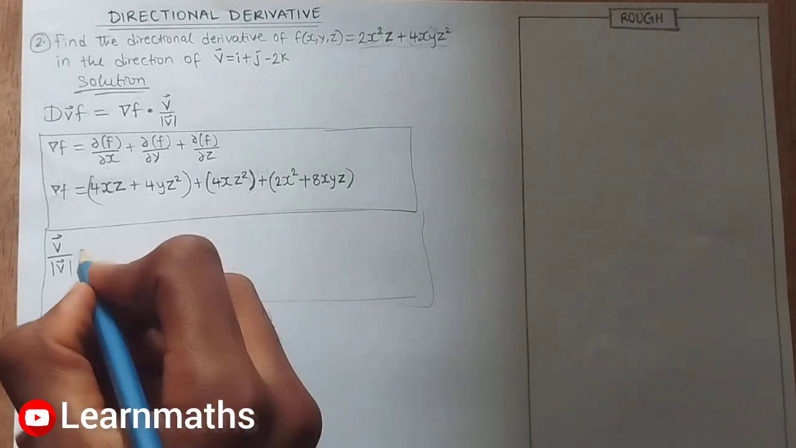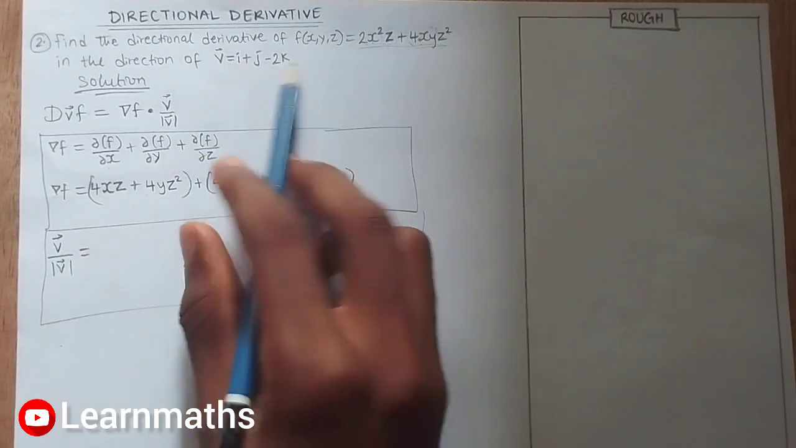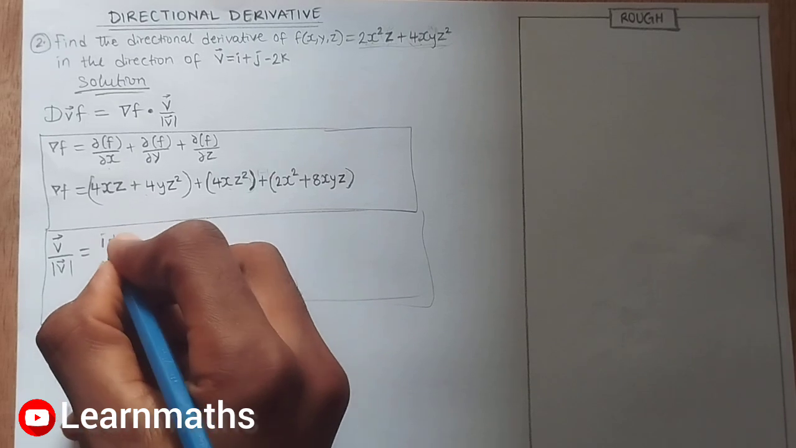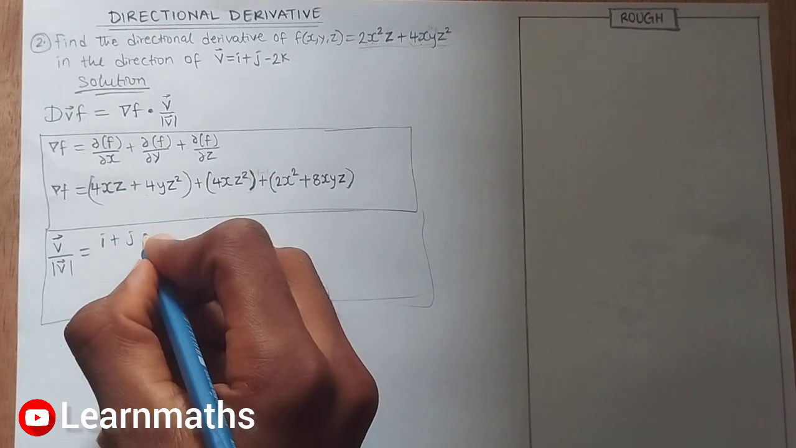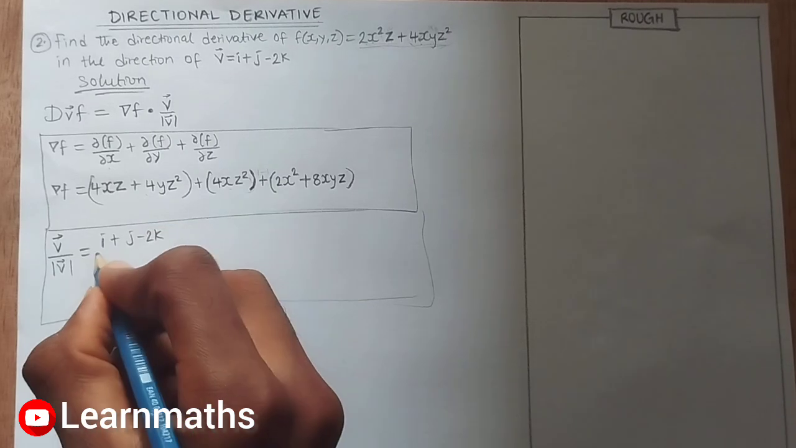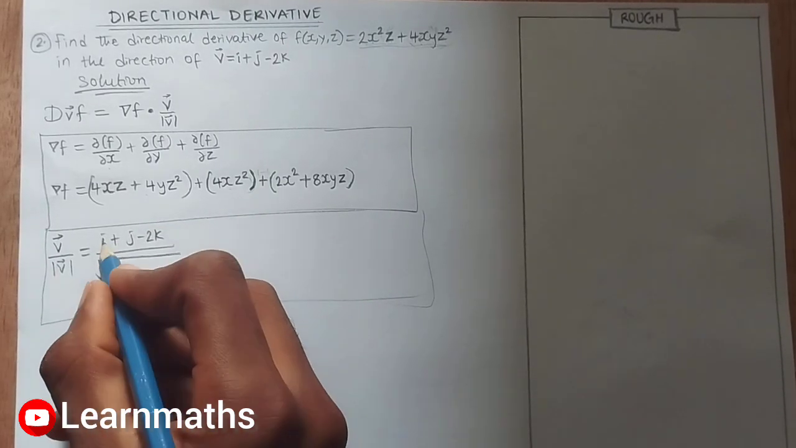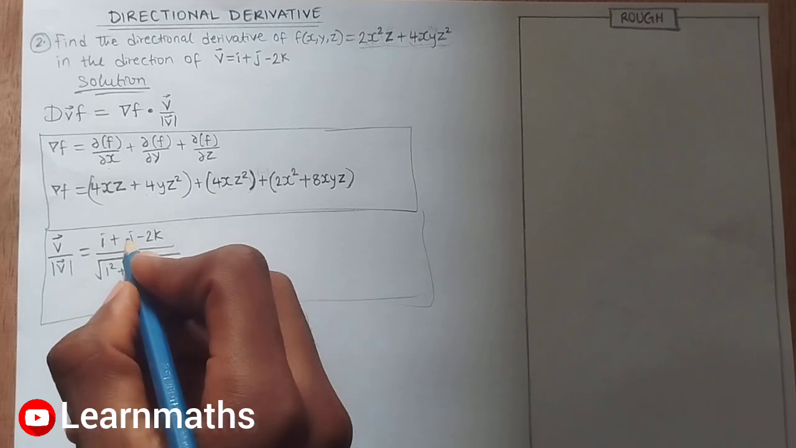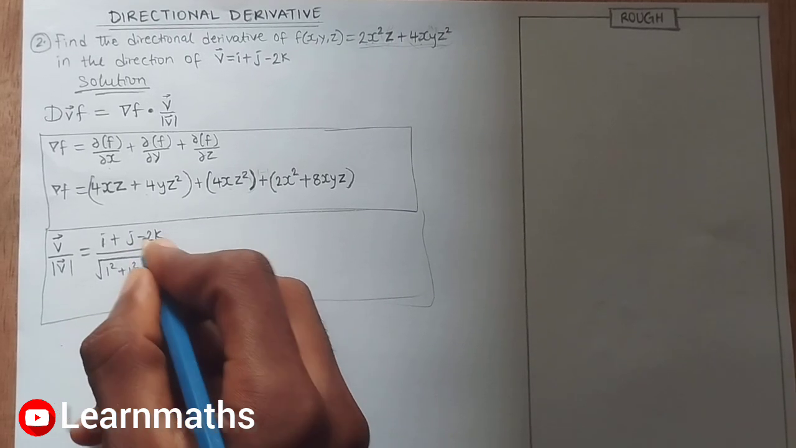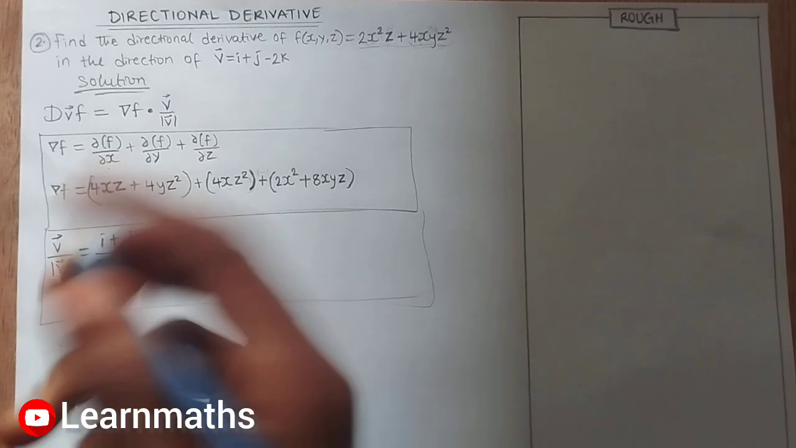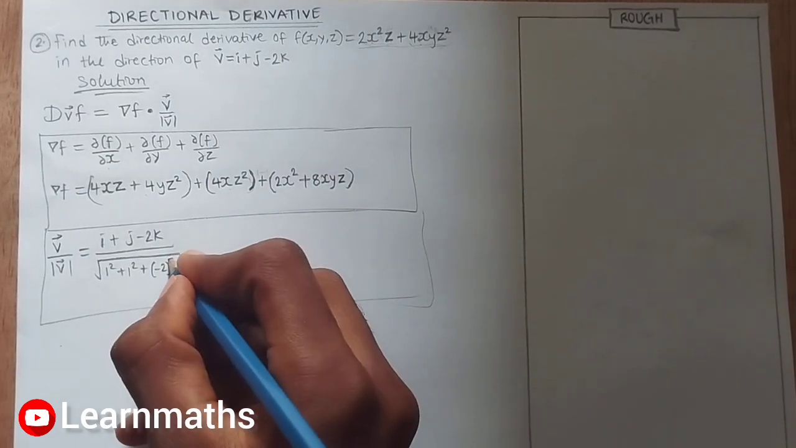Alright, so what's the vector v? The vector v is i + j - 2k. What's its magnitude? That's 1 squared plus 1 squared, then negative 2 squared, though it's not going to even matter.